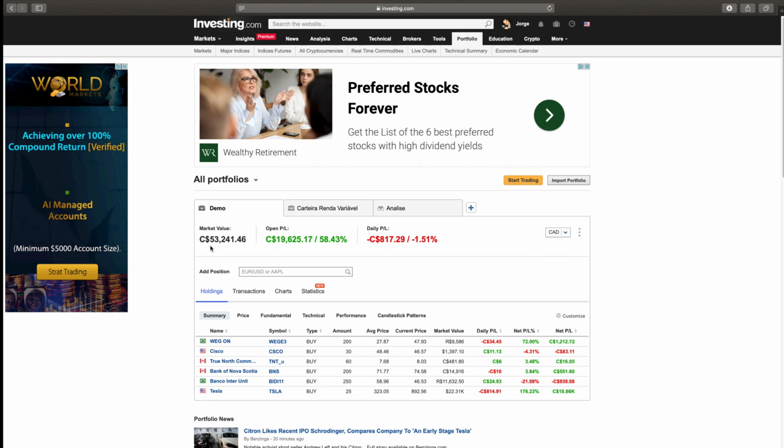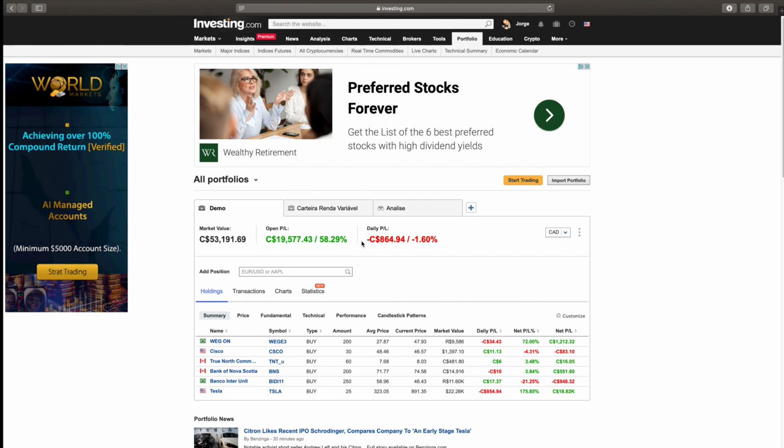First, here at the top you have the market value, so how much your holdings altogether are worth in the market. If I sell everything today, I'm going to receive 53K. What's the P&L, the profit and loss, the open profit and loss? For now, I have $19,000 profit. That represents almost 58.3% of my portfolio.